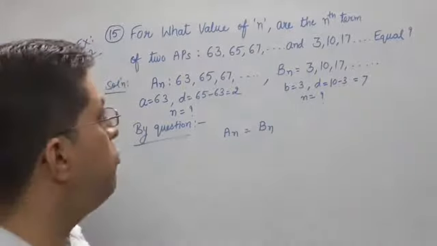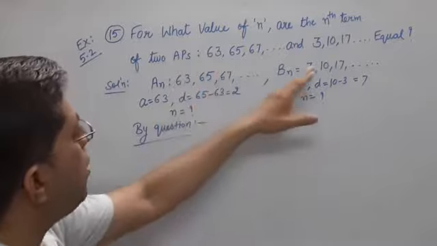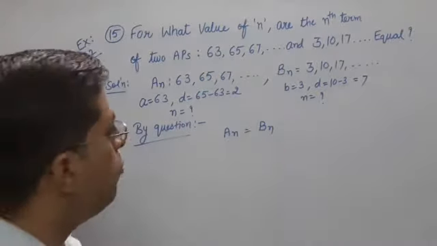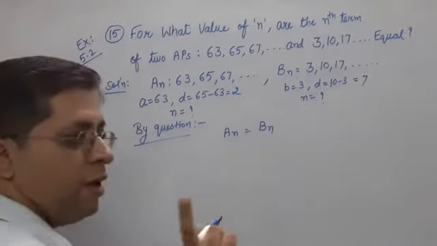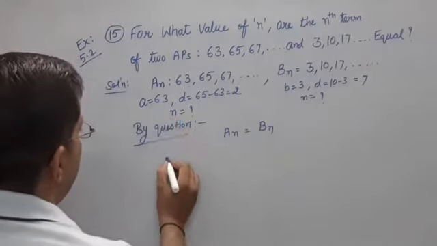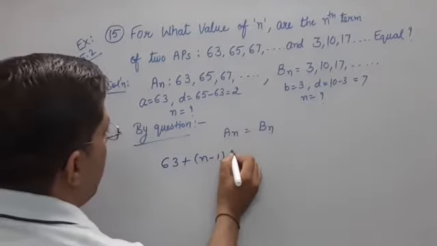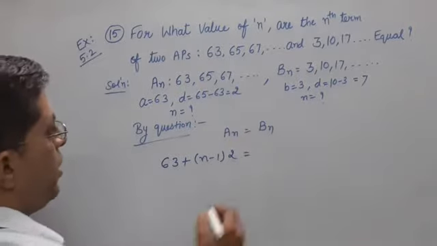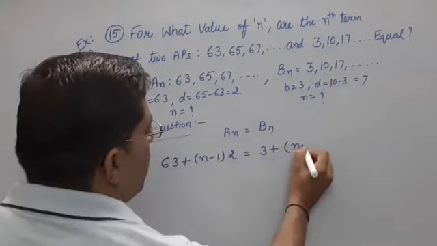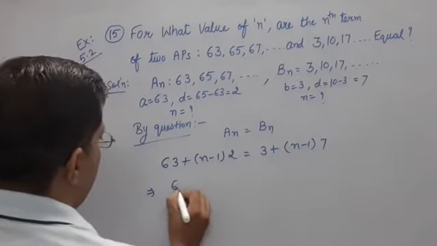But see what is given in the question. You have been given that the nth terms of the two APs are equal. It means AN is equal to BN. What is AN? A plus n minus 1 D. A is 63, plus n minus 1, D is 2. What is BN? B plus n minus 1 D. D is 7.